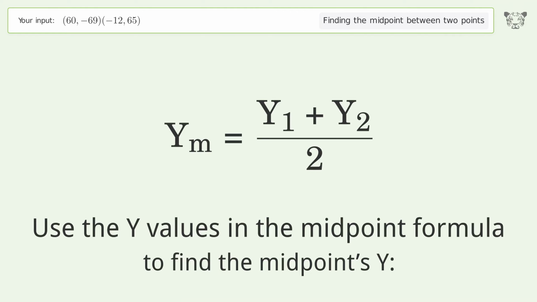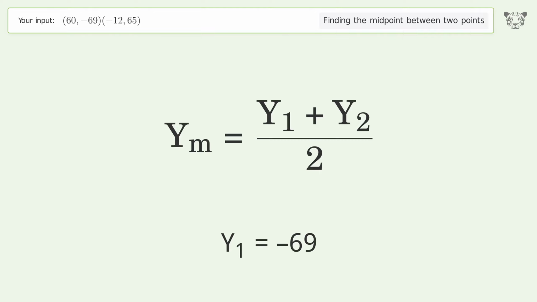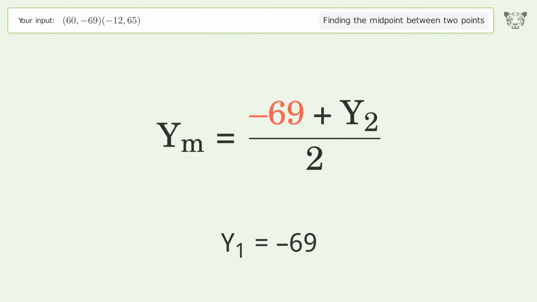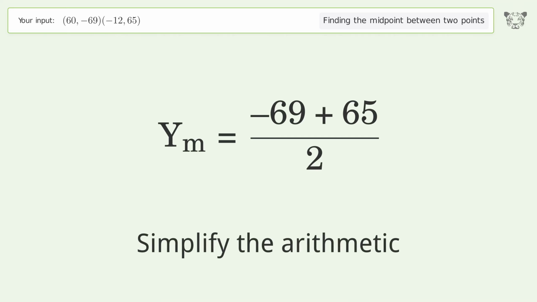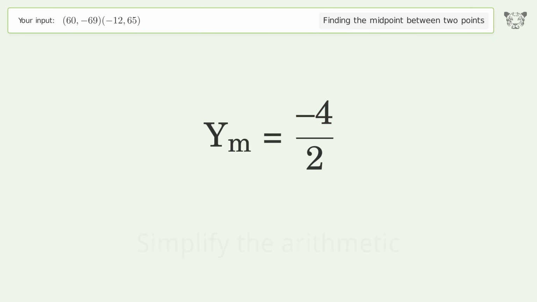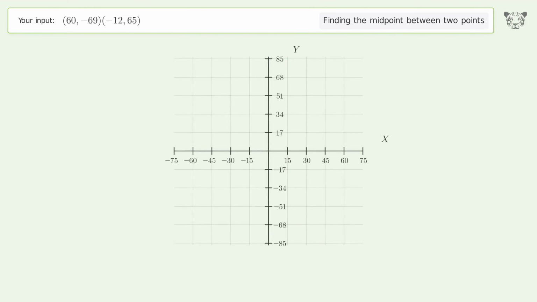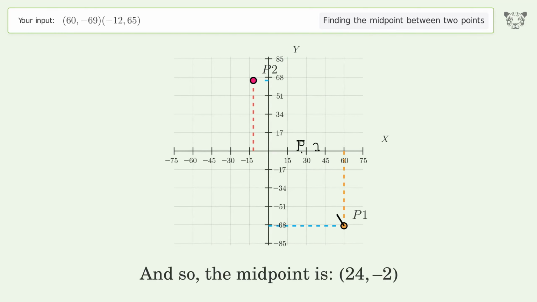Use the y values in the midpoint formula to find the midpoint's y. y1 equals -69. y2 equals 65. Simplify the arithmetic. And so, the midpoint is 24, -2.